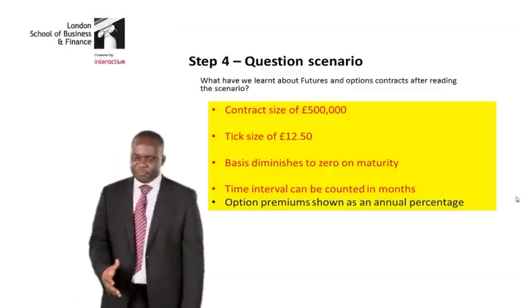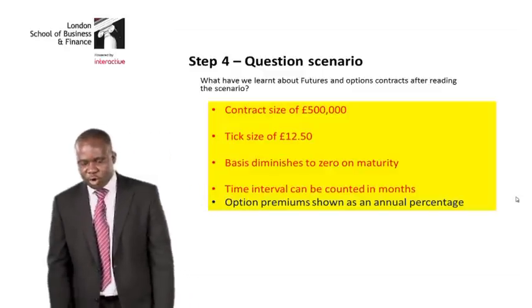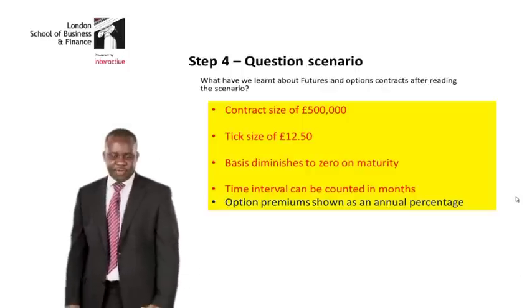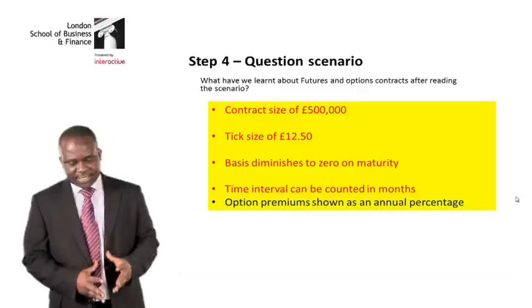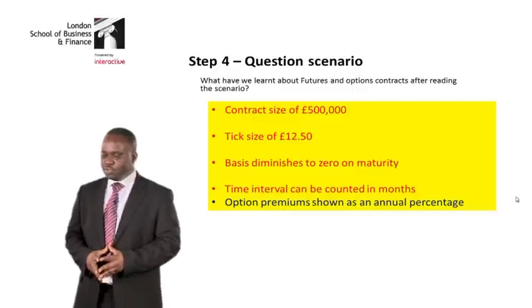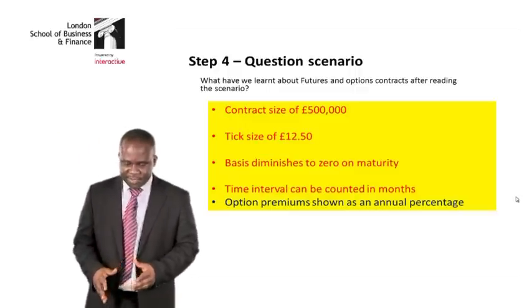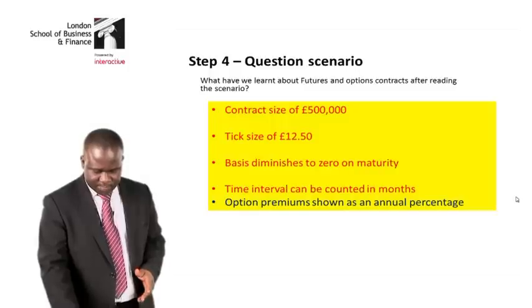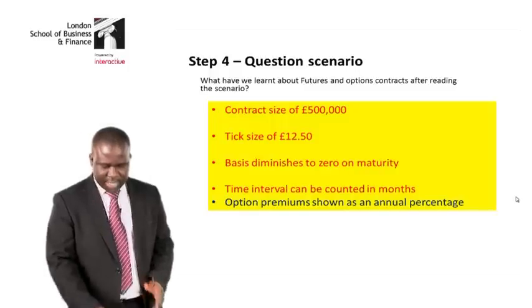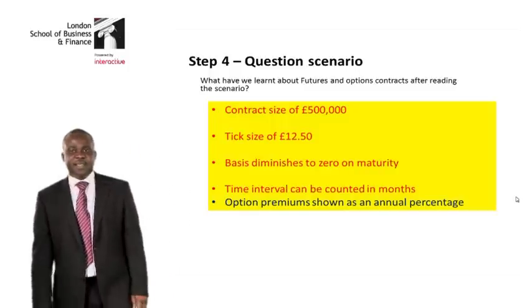Okay, what have we learned about the futures and options contracts after reading the scenario as well? You think of the contract size, the tick size, basis diminishing to 0, and then the time interval that is required. Okay, so this is step 4.